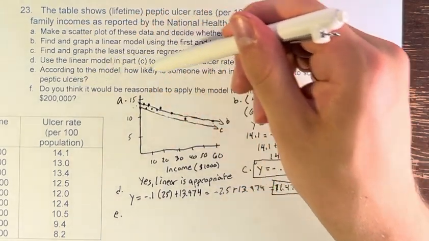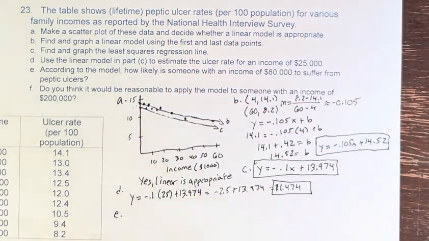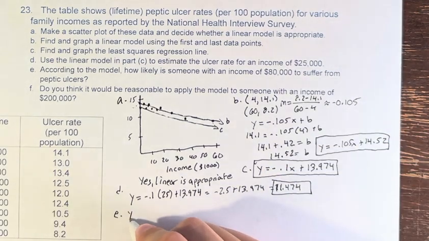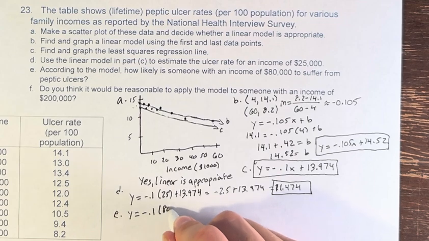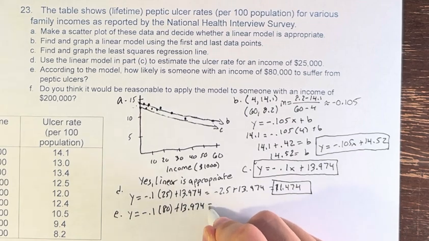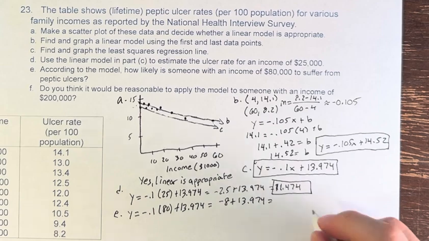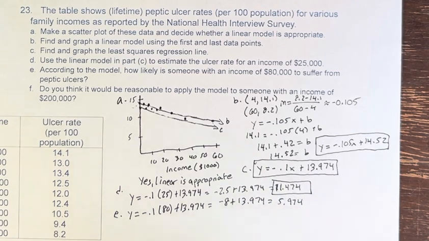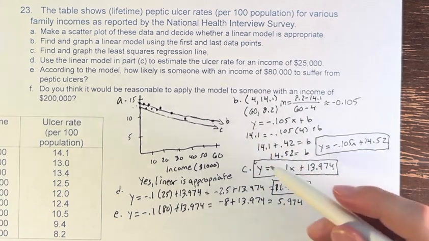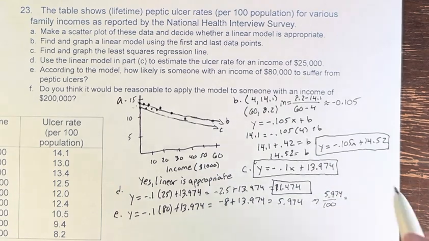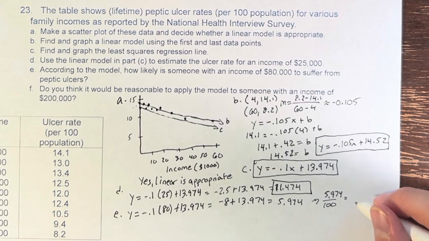For E, according to the model, how likely is someone with an income of $80,000 to suffer from peptic ulcers? So according to the same model, y equals negative 0.1x plus 13.974. We have y equals negative 0.1 times 80 plus 13.974. This is negative 8 plus 13.974, and this is equal to 5.974. This, however, is not the likelihood. This is the rate. This is actually 5.974 out of 100. So the likelihood is 0.05974.